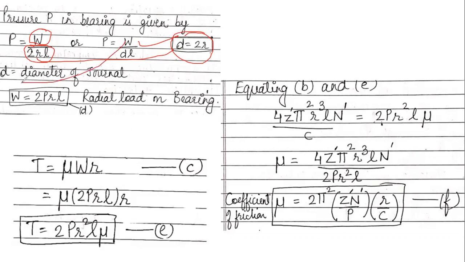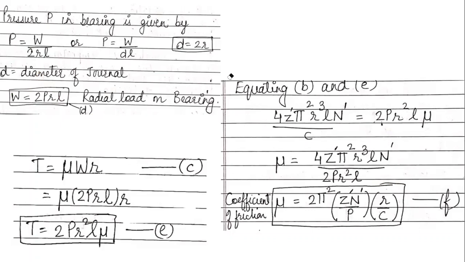W, our radial load on the bearing, I just have to simplify from this equation. So what will I do? If I'm using this equation, I'm going to write W is equal to 2RL multiplied with this P. So the formula will become 2PRL. Let me name this as equation number D, right? So I have done the simplification of the equation.